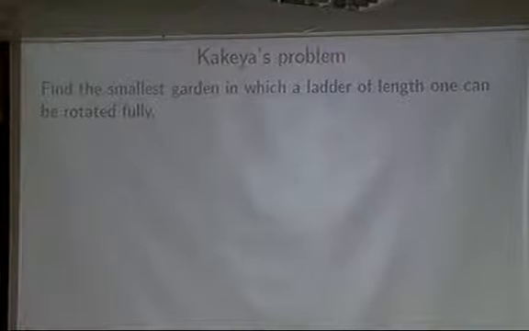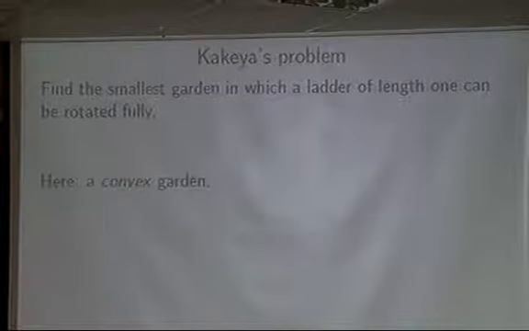And this problem is rather famous because much later, Besicovitch showed that, in fact, the answer is there is no such smallest garden. For any epsilon, you can make a garden of area less than epsilon in which you can turn around a ladder of length 10 meters. But that's not the version of the problem I'm interested in.